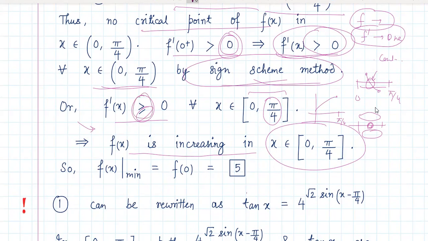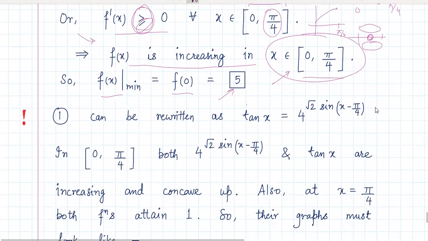So f of x is an increasing function in the closed interval 0 to pi by 4. And that's why we can say that the minimum value of f of x would occur at x equal to 0, which is 5. So 5 would be our final answer.